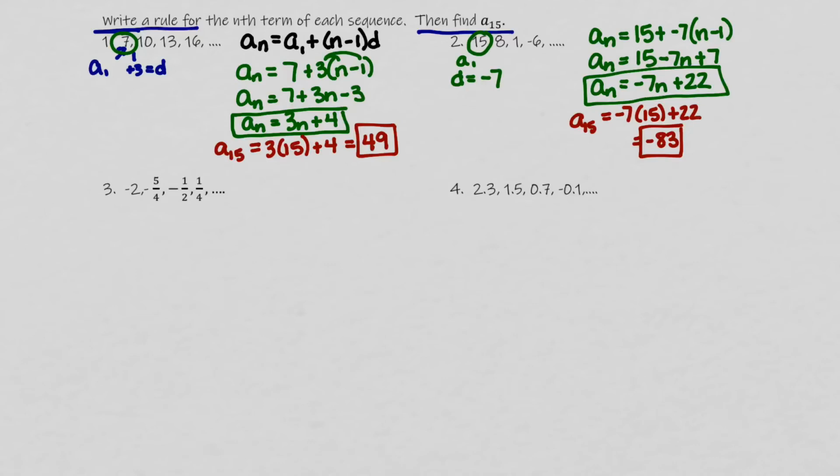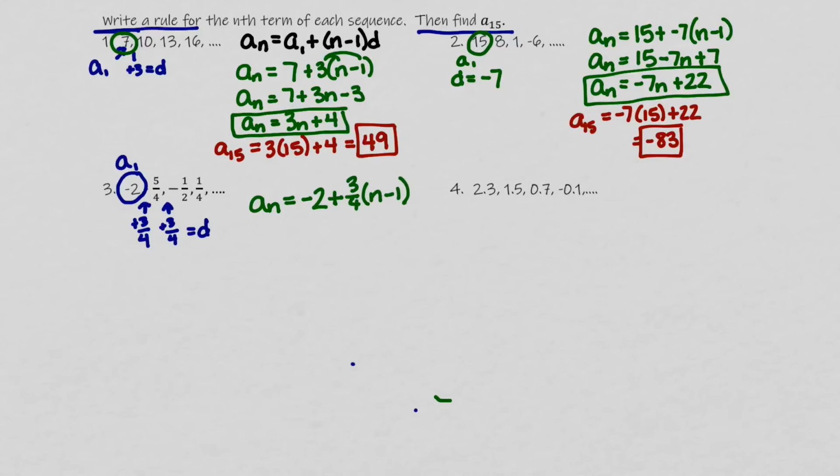And it looks to me like if I take a -5/4 and I subtract the -2, I actually get a 3/4. Okay, well, if I add 3/4 to a -5/4, I get -1/2. So that is going to be my d, because that is what's going on each time. This -2 is a_1, and I'm going to plug it in my equation. So I have a_n is going to equal a_1, which is -2, plus d times n minus 1.